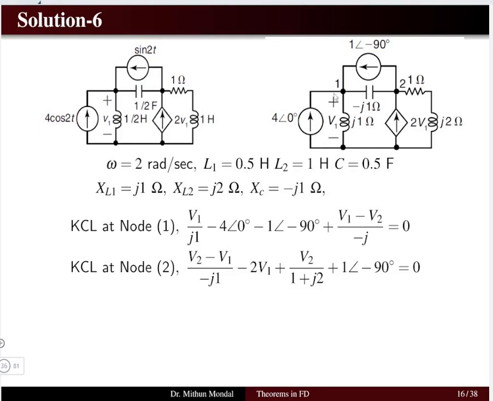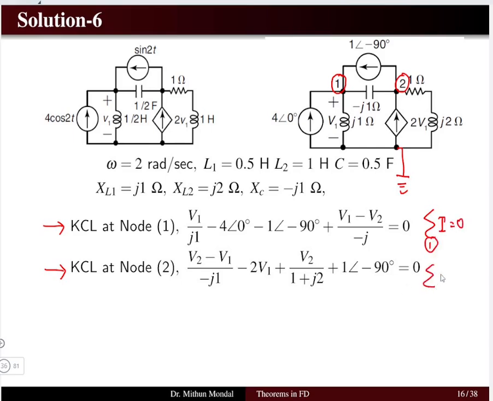So here we have a two node problem. There is a node 1 and a node 2, and this is a common node which is at ground potential. Now we can write the Kirchhoff's current law equation at node 1 and at node 2, that is, the algebraic sum of all the currents meeting at node 1 is equal to 0.